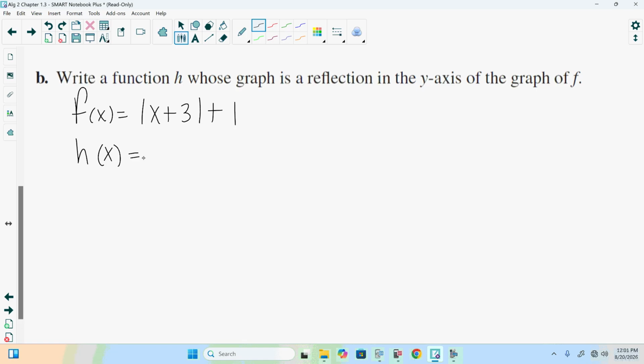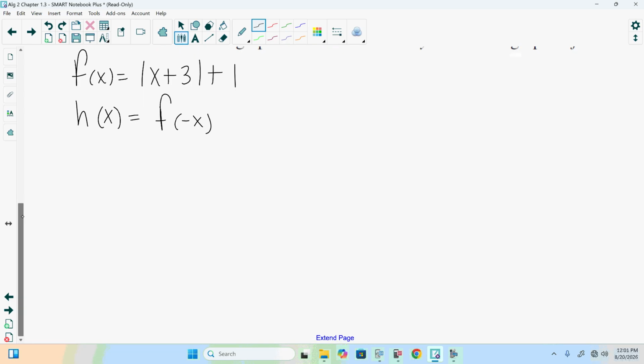So we want to write a function h whose graph is a reflection in the y-axis. If we look at the general form for reflection across the y-axis, it's f of negative x. The f part of the general form is just saying we're talking about this function f. If we were applying it to g of x, it would just be g of negative x. It's just telling us how we're naming it, or which one we're applying it to.